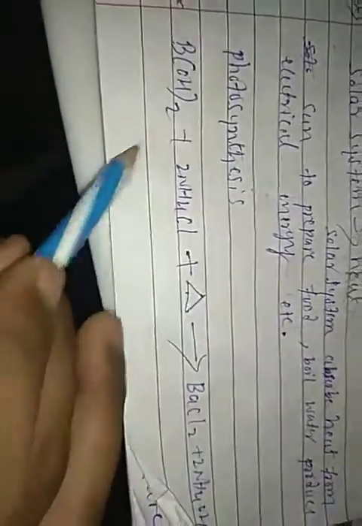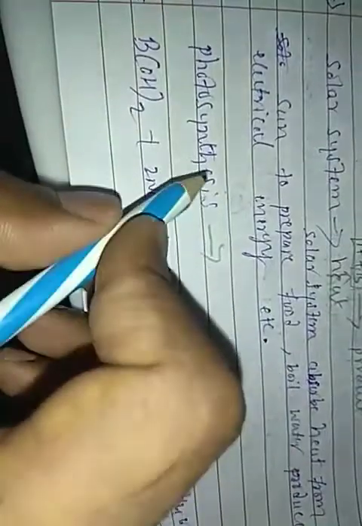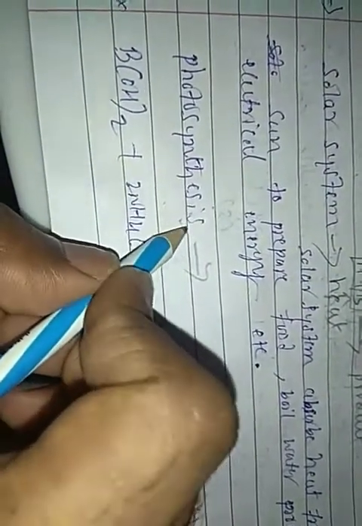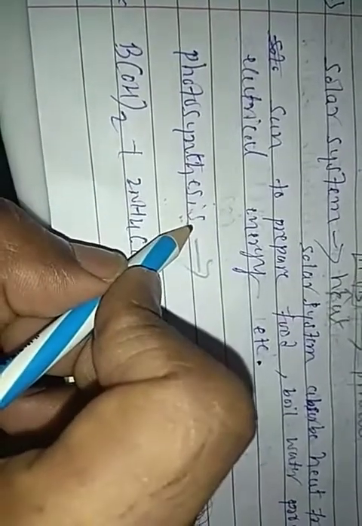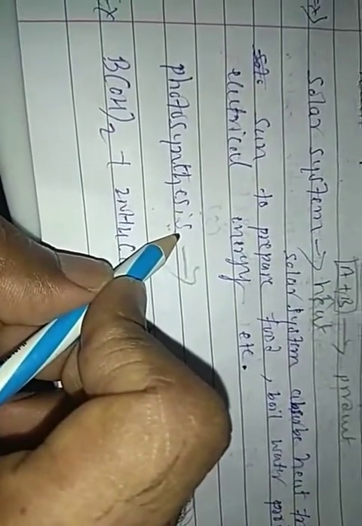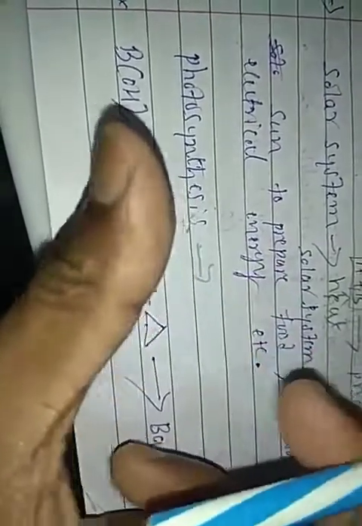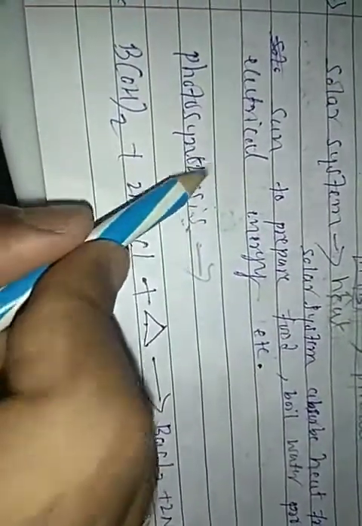Right, students? Photosynthesis. I think in biology also you learn about photosynthesis, right? So science students know that in photosynthesis, the plants prepare food in the presence of sunlight. They are absorbing the sun rays and preparing the food. That is photosynthesis.